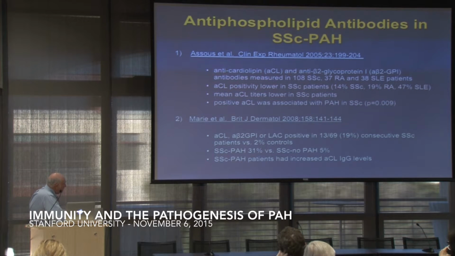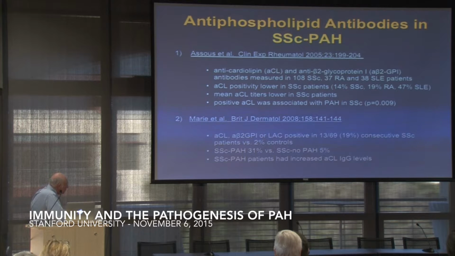A similar study of ACL, beta-2 glycoprotein 1, or LAC positive from France, 13 out of 69 consecutive scleroderma patients had one of those three antibodies versus a very low proportion in controls, and pulmonary hypertension was disproportionately frequent in those who had the antibodies as opposed to those who did not. And the pulmonary hypertension patients had increased anticardiolipin IgG levels.